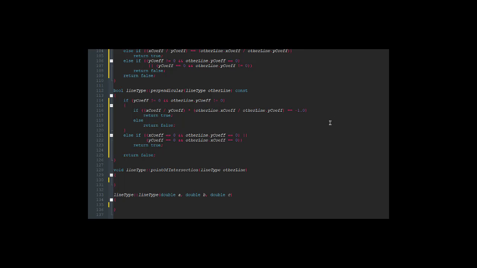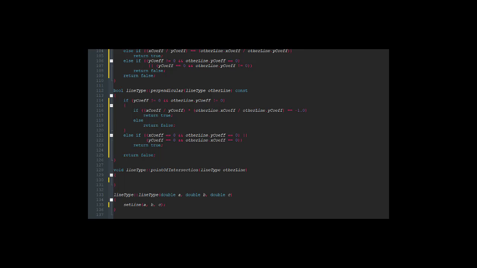Now we have to determine the point of intersection. So now we only have two functions left. Those two are the default constructor and the point of intersection. Let's actually do the default constructor first. It's really quick. All we need to do is take advantage of just using the set line a, b, c. And that's it. We just do this, and we put a semicolon at the end, and that's it.